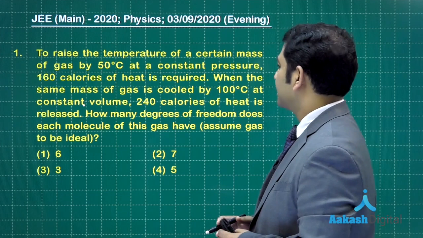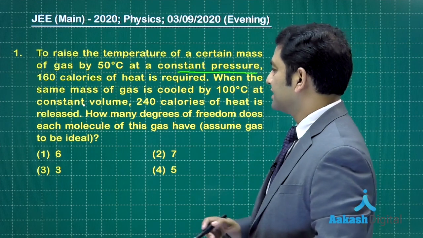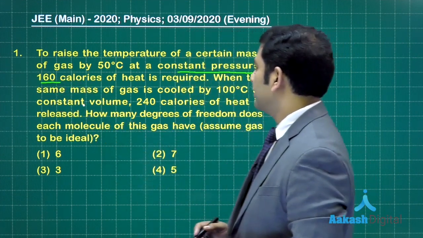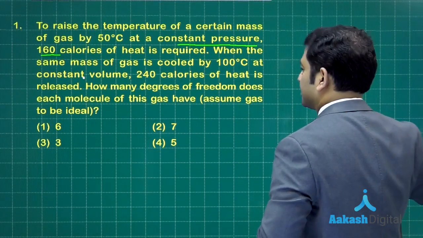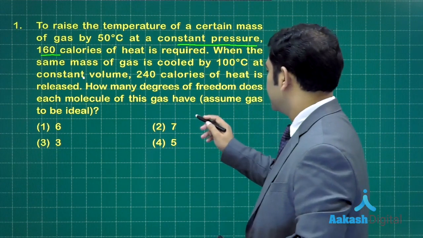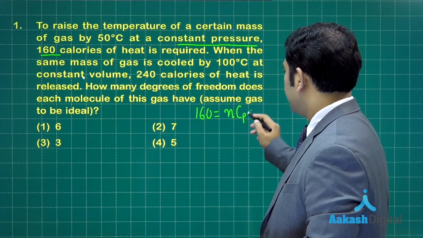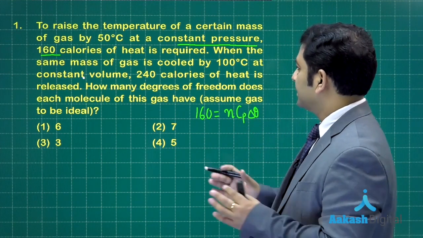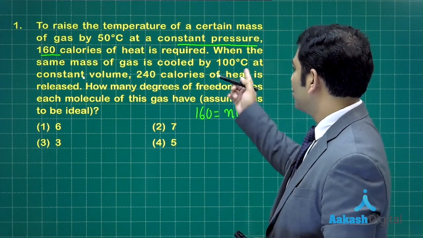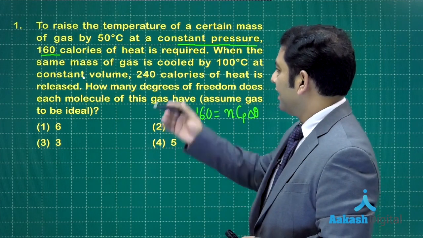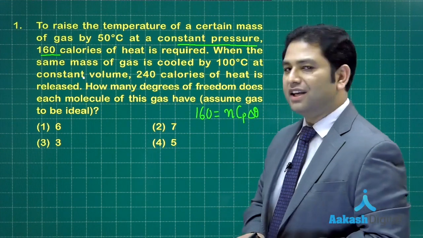To raise the temperature of a certain mass by 50 degree, but you see the condition, that's a constant pressure, 160 calories of heat is required. So 160 under constant pressure condition. So here if I start with the equation, Q equals nCp delta theta. Another, let's see, when the same mass of gas, that means the number of moles would be same, is cooled by 100, and you could see with the constant volume 240 calories of heat is released.